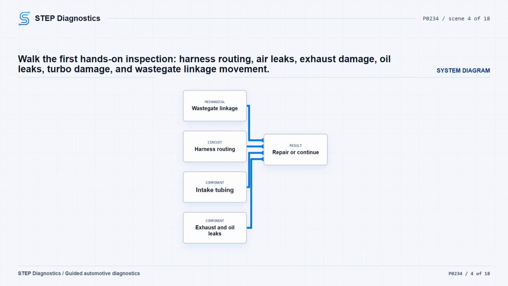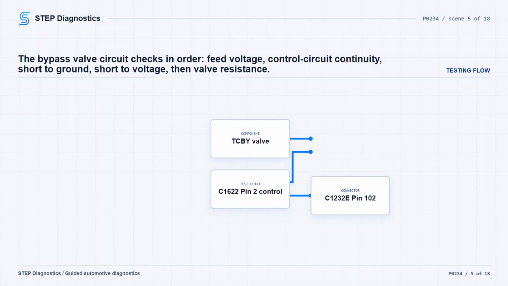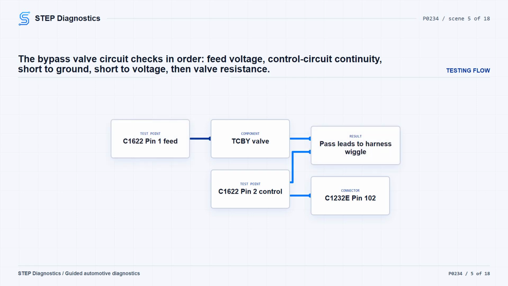If the visual check is clean, continue into the bypass valve circuit checks. With the ignition off, disconnect the TCBY valve connector. Turn the ignition on and check voltage at C1622 pin 1. You need greater than 10.5 volts. If it is not greater than 10.5 volts, repair the open circuit, clear the PCM DTCs, and rerun the self-test.